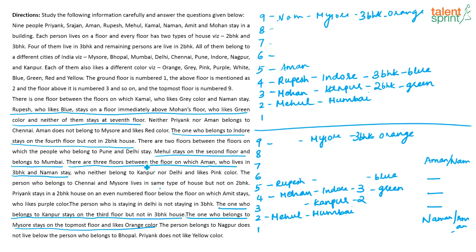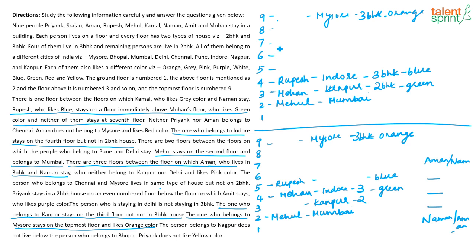See, there are 3 floors between Aman who lives in 3 BHK and Naman stay who neither belong to Kanpur nor Delhi and likes pink color. So what does that mean? Naman basically likes pink color. So can I put Naman here and Aman here? Not possible, because Naman likes pink color. So Naman can't come here.